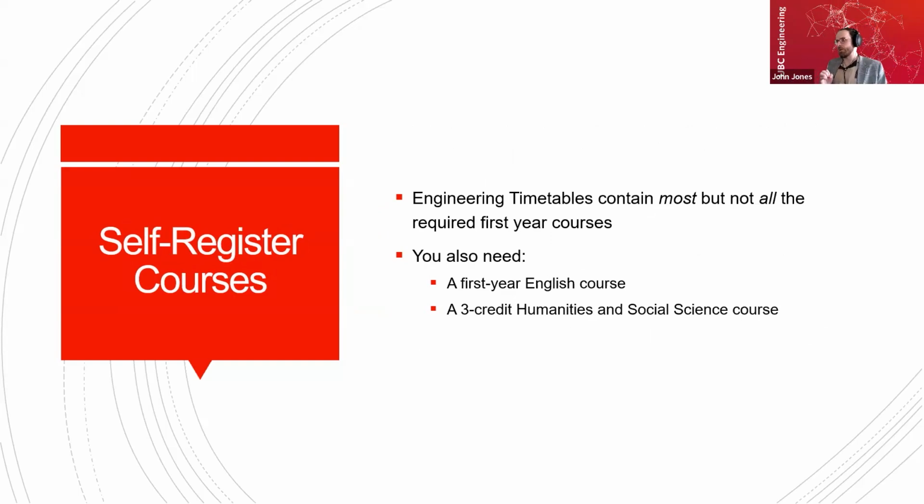So you're also going to need a first-year English course. And in most cases, you'll also take a 3-credit humanities social science course. Now, in the PBME timetable specifically, one of those timetables we briefly saw, you will not take 3 credits of humanities this year. You take those 3 credits later on.